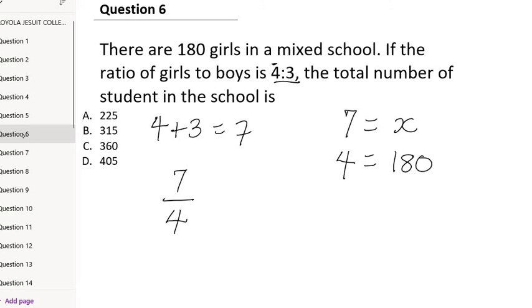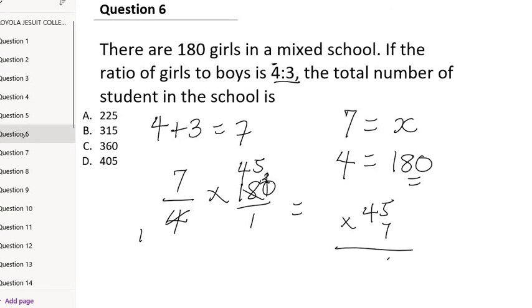7 will be the numerator, times the value we know, the number of girls, which is 180 over 1. This will give us the total number of students in the school. 4 into 18 is 4, remainder 2. 4 into 20 is 5. So 45 times 7. 7 times 5, 35. 5 carry 3. 7 times 4, 28. 28 plus 3, 31. So our answer is 315, which is option B.